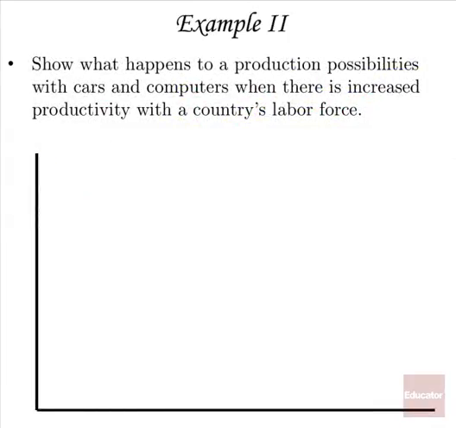Okay, example number 2. Let's take a look at this. Show what happens to a production possibilities graph with cars and computers when there's increased productivity with a country's labor force. So the labor force, for some reason, is able to produce at a higher rate than before. So let's take a look at cars and computers. Again, any 2 items in the economy.